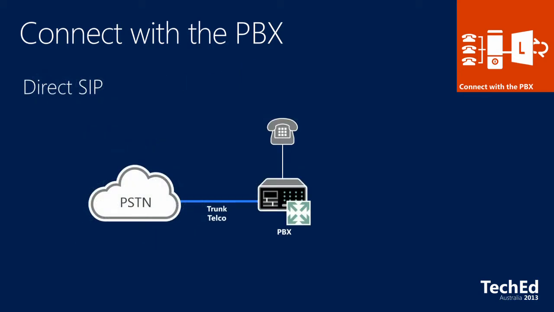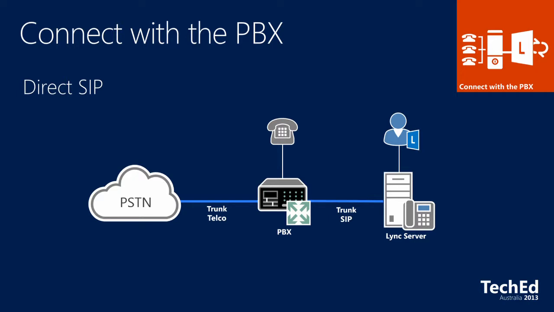So that direct SIP scenario, we've got a PBX here. There's a trunk there to the telco and phones hanging off that. This is where Lync is just directly talking to that PBX. And there's an interop program called the UC Open Interoperability Program from Microsoft. There's a slide on it later on. But if you have a look on there, you'll see all the different PBXs that have gone through certification and testing for these different types of interop.